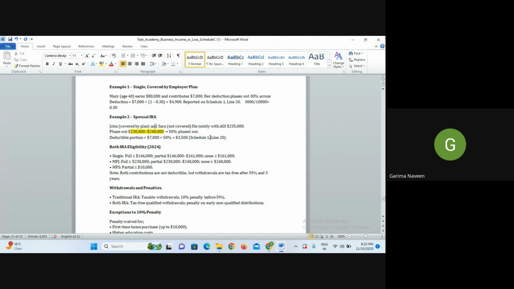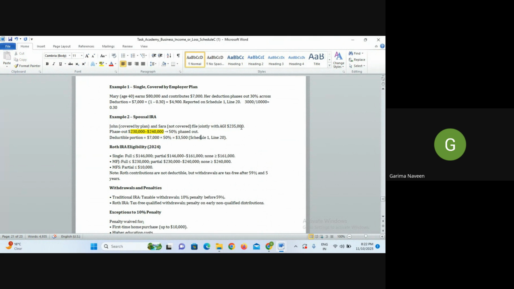Okay, so they have taken two plans. John already has his employer sponsored plan, and now he is taking an IRA plan also. So their AGI limit is this, and the phase out limit is given. So out of your 7,000 contribution limit, the deductible portion will depend upon your AGI. So since your AGI is greater than 230,000, your phase out limit will apply.